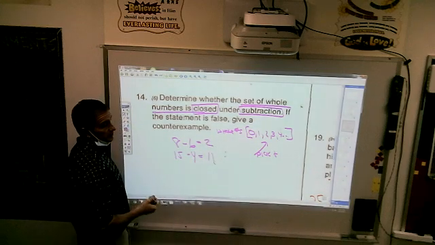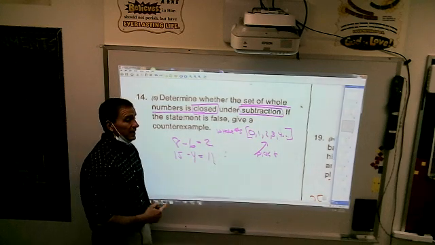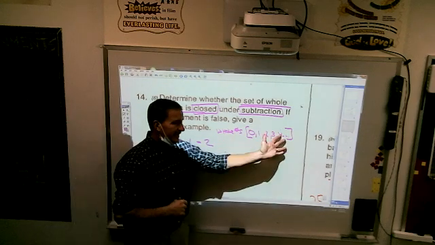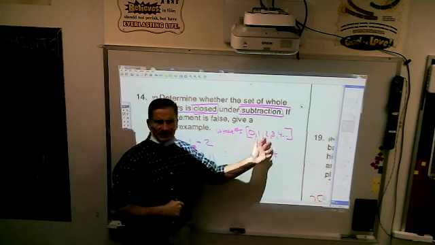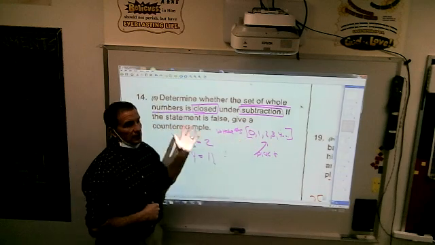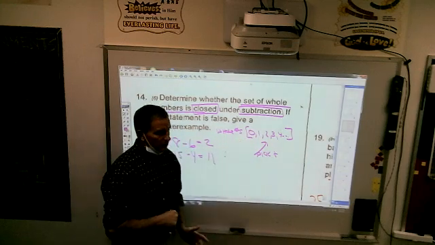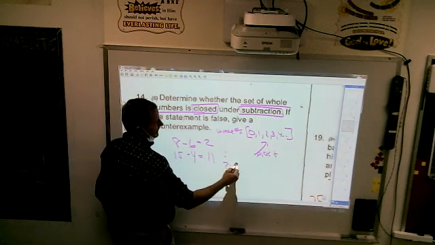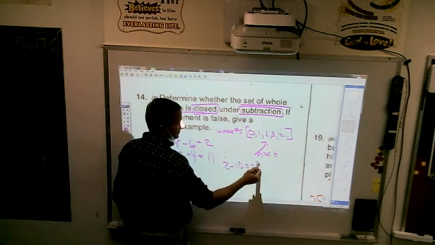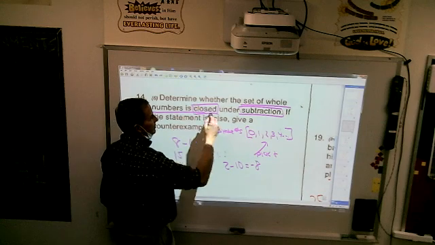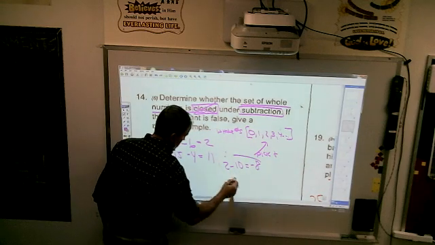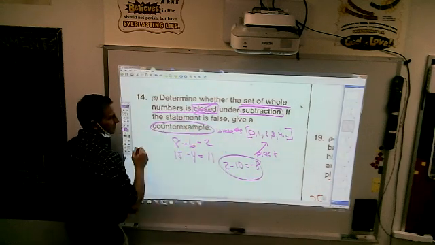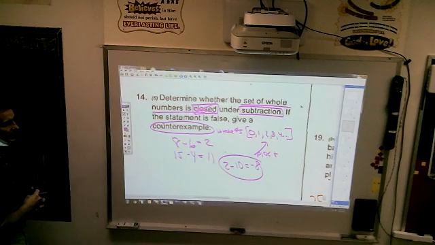Well, those are whole numbers, but can you think of a case in subtraction when you would not get a whole number, or something that would be a decimal or a fraction or a square root number or a negative number or any of those things? Max? 2 minus 10 gives you negative 8, which is not a whole number, so it is not closed. And this is what's called the counterexample. It's the thing that tells you that, no, I can think of something where it's not true.